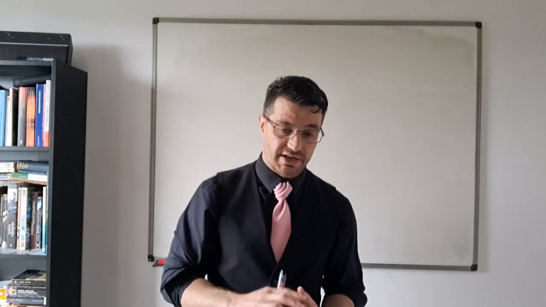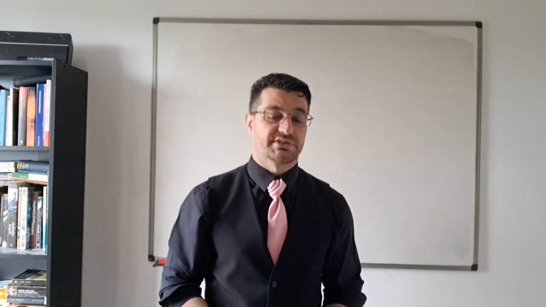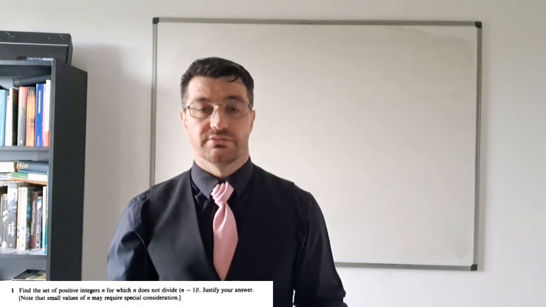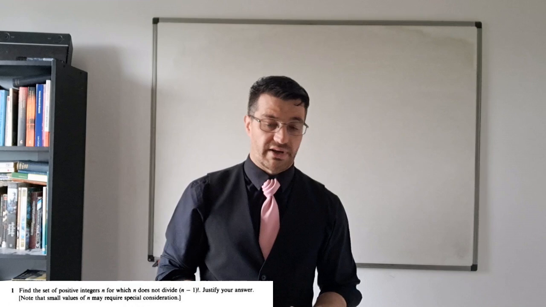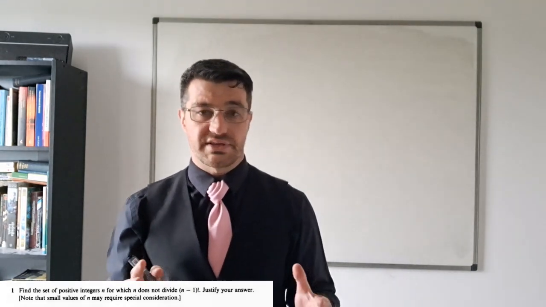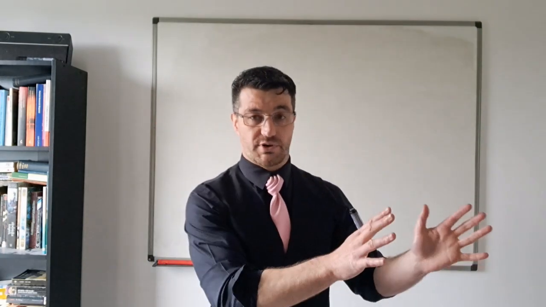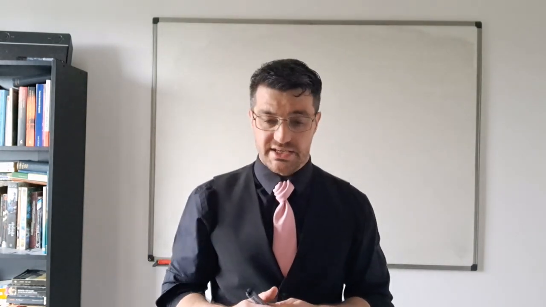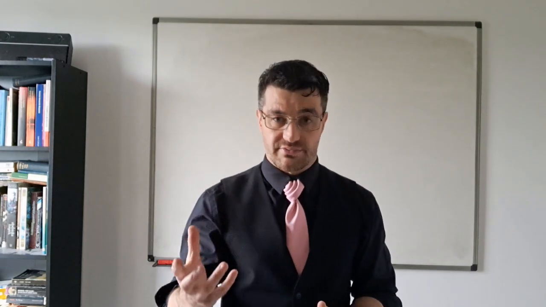So let's have a look at the problem then. Just to remind you again what the problem is, it's: find the set of positive integers n for which n does not divide (n-1) factorial. Justify your answer. Note that small values of n may require special consideration. I'm going to be using a lot of the same ideas in this video as I did in my previous video. So I'm not going to explain them all in detail because I explained them in detail in my previous video, but I'm going to be using them in different ways. And there's a couple of ideas that I'm going to be using in a very different way.